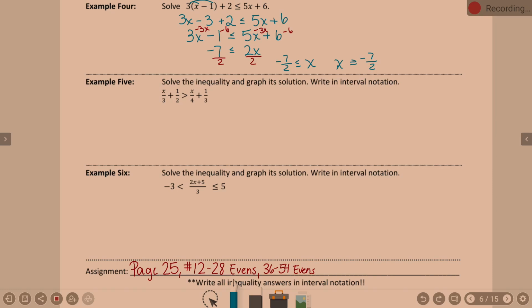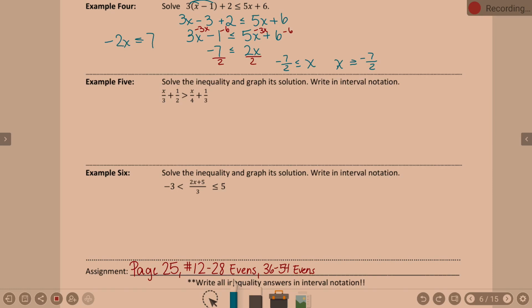Now, did anyone keep their x's on the left? Because here's the deal. If anyone kept their x's on the left, they ended up with negative 2x less than or equal to 7.